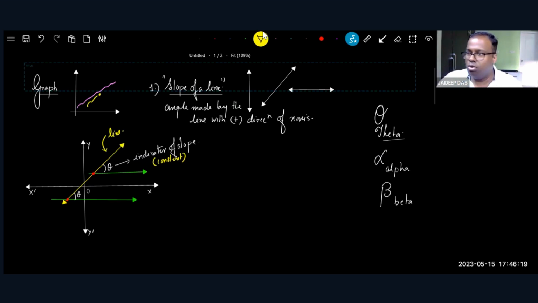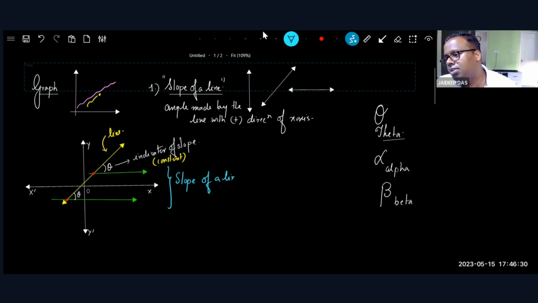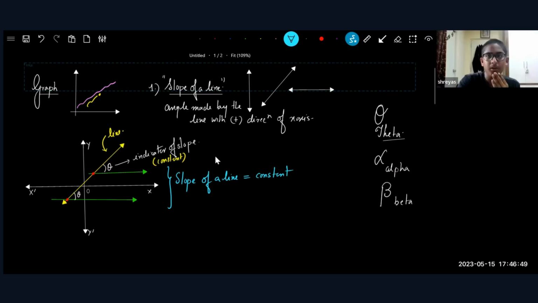Agreed? Which lets me conclude with one thing which is very important for my grade 9. And the first concept that I developed, slope of a line is always constant, because wherever you measure the angle with the positive direction of x-axis, you are going to have the same angle, right? Is this much clear? Okay? Slope of a line is always constant.